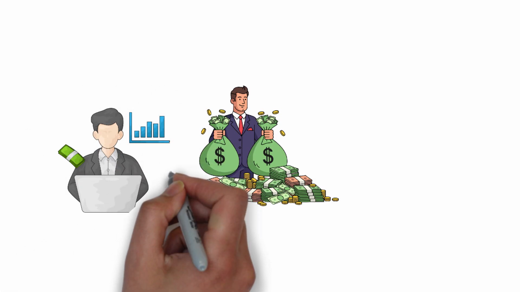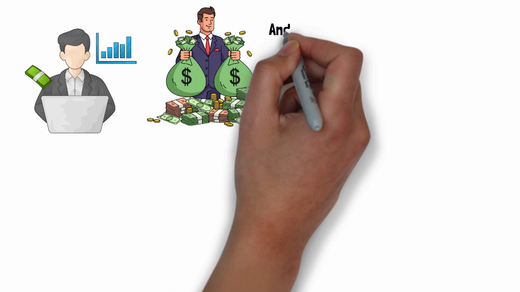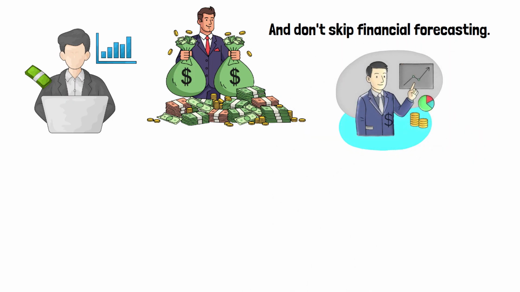Financial ratios like ROI, return on investment, ROE, return on equity, and current ratio are essential tools to measure performance. And don't skip financial forecasting. This helps you plan for growth or prepare for slow seasons ahead.